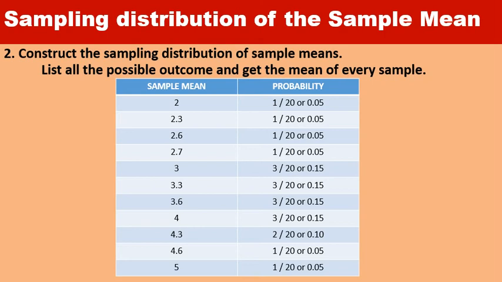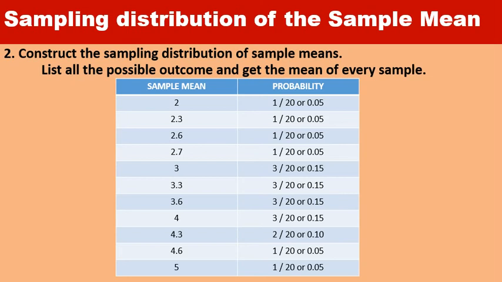Next is 2.3. The mean of 2.3, how many 2.3 have appeared? There is only 1. So the probability would be 1 over 20. Next is 2.6. How many 2.6 have appeared in the sample mean? There is only 1. So the probability is 1 over 20 or 0.05. Next is 2.7. How many 2.7 appear on the sample mean? There is only 1. So 1 over 20 is the probability or 0.05.